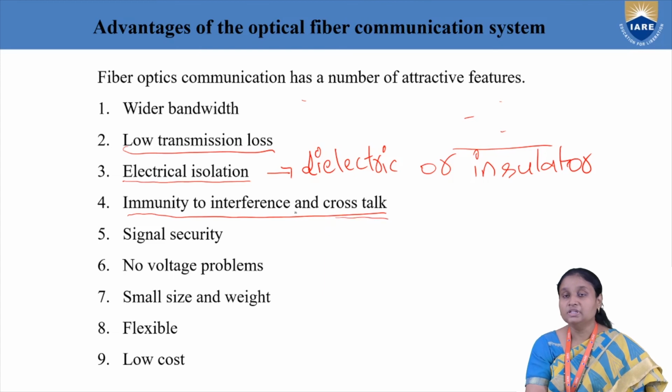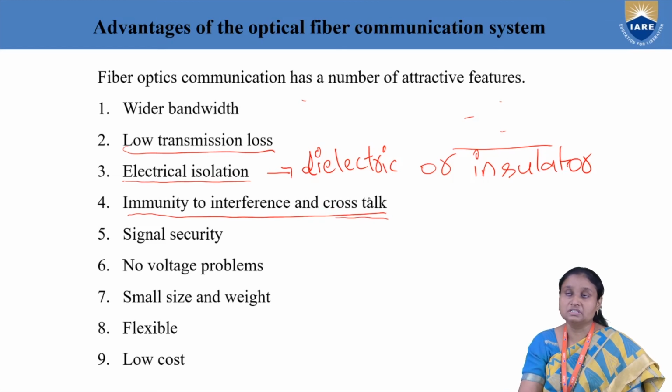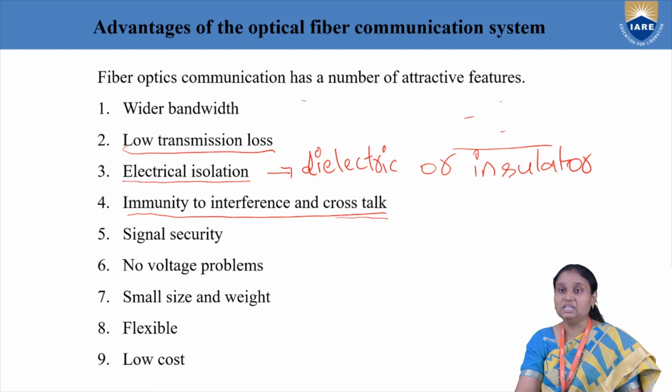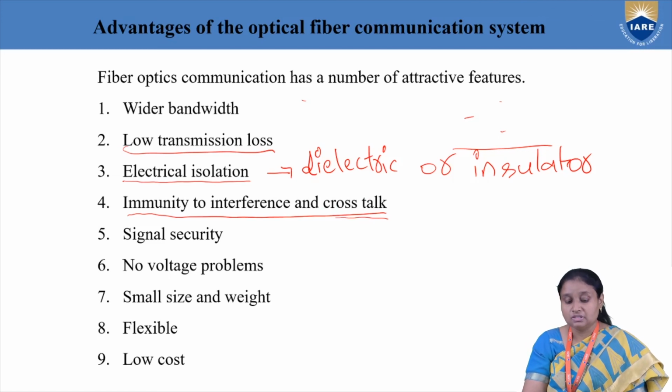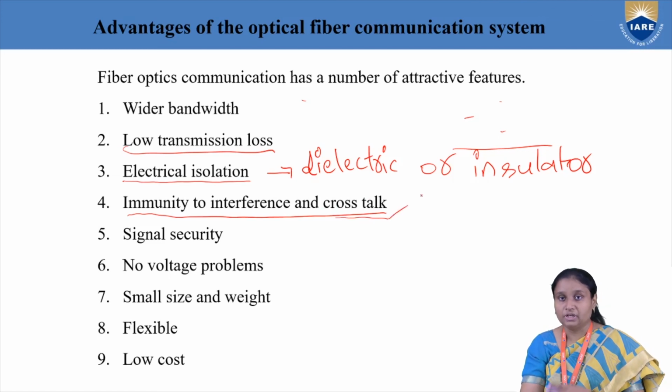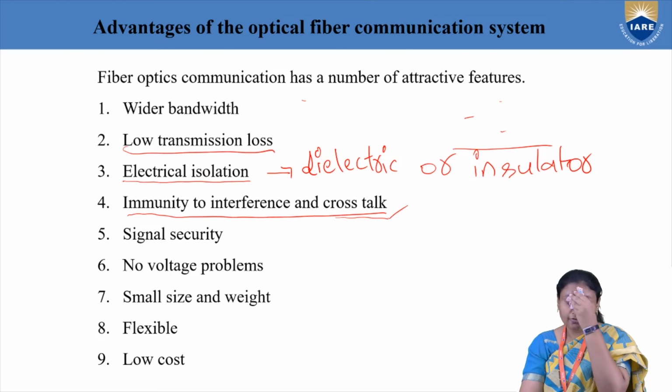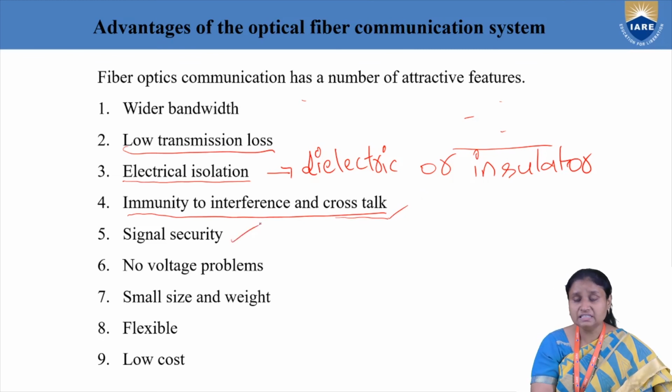That problem will not be there if you go for these optical fibers. So you will have immunity to interference, even though there are many signals going through side by side, and there won't be any problem of crosstalk generation. There won't be interference of signals resulting in crosstalk, and there won't be any noise also. So this is the fourth attractive feature of optical fibers. Then coming to the fifth part, signal security.